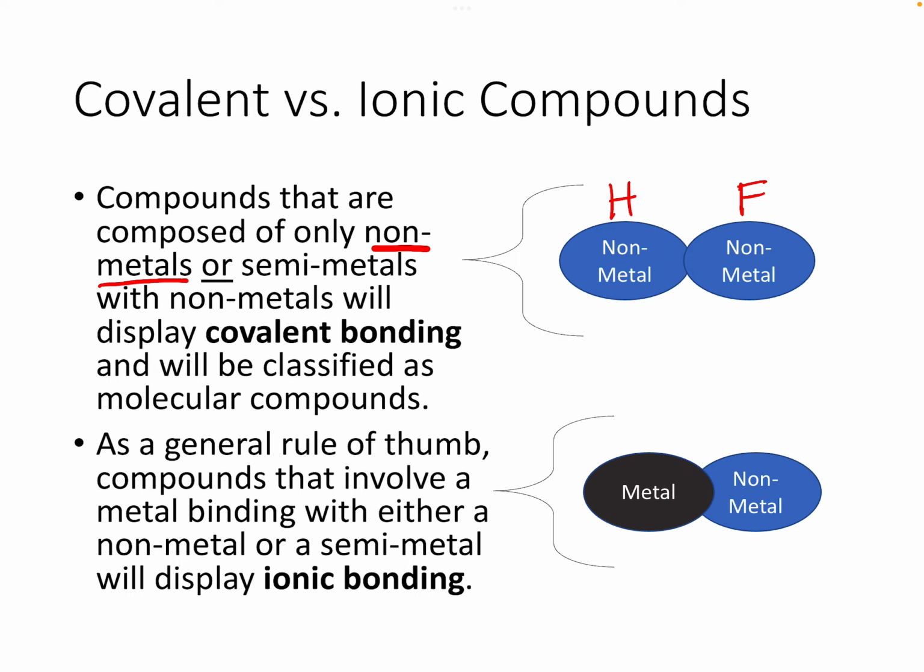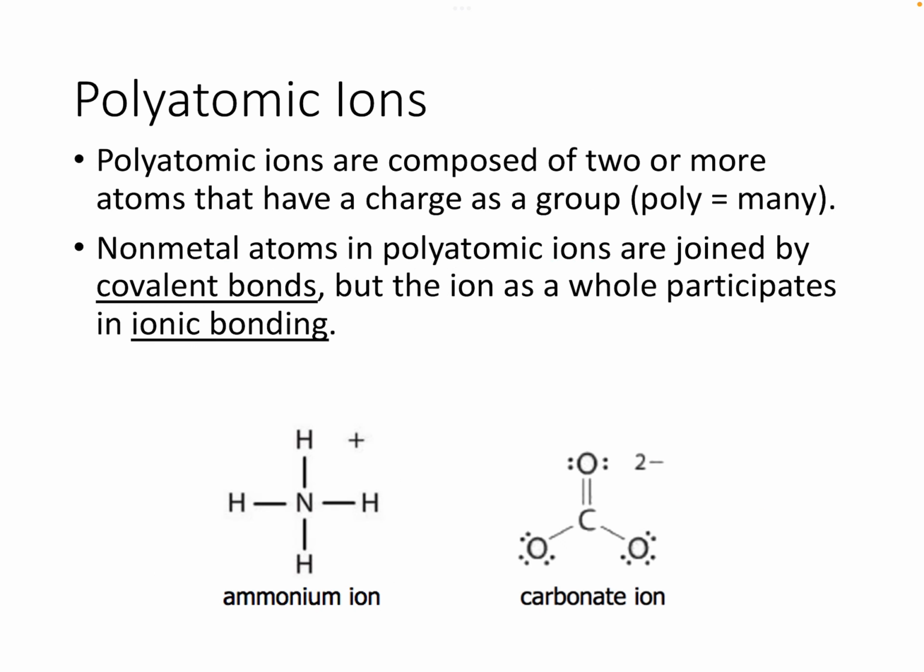And then compounds that involve a metal binding with either a nonmetal or a semimetal will display ionic bonding. So this might be sodium and chlorine as an example. So this is why it's important to remember where the metals are on the periodic table and where the nonmetals are. We won't deal with the semimetals as often, but just keep in mind that semimetals could show up in either scenario. And then also don't forget that ionic compounds could also include polyatomic ions.